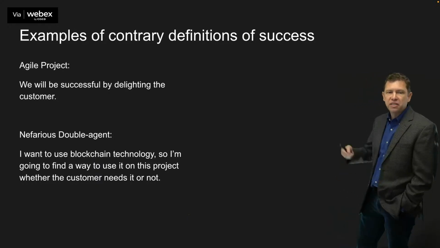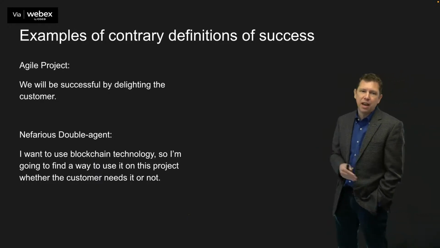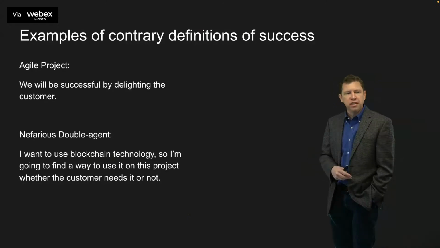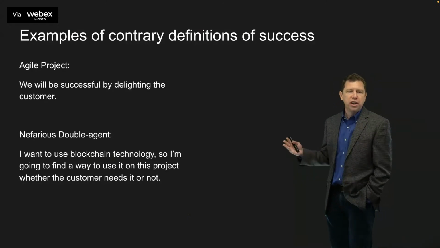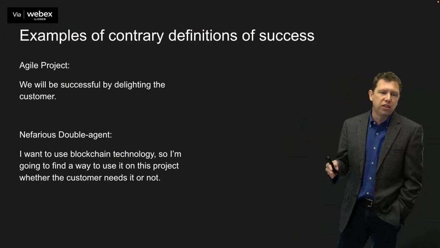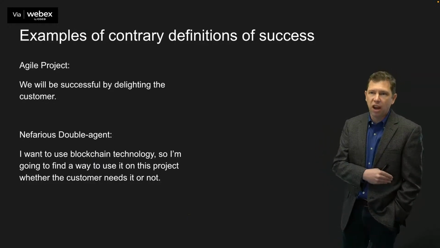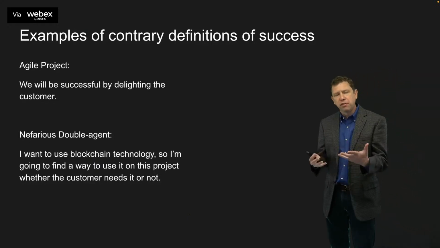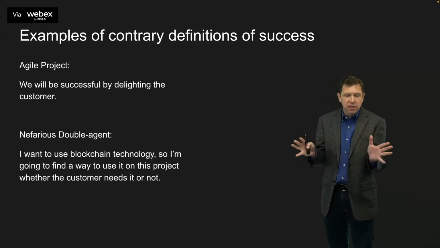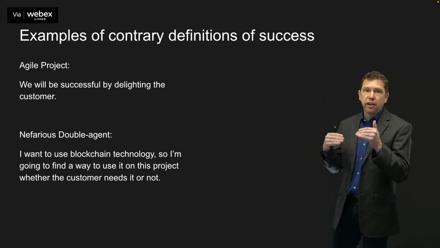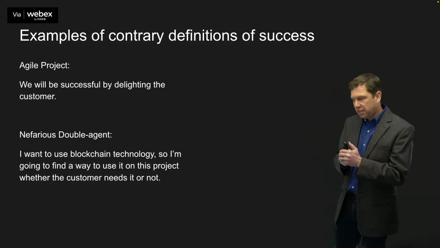Another one: the Agile project says we will be successful by delighting the customer. A nefarious double agent might be saying, I want to use blockchain technology, so I'm going to find a way to use it on this project, whether the customer needs it or not. So those are examples of things that you might experience. You may have seen stuff like this, where there are different definitions of success.